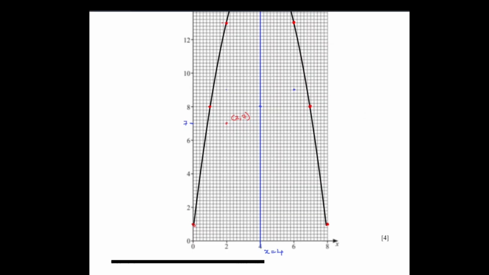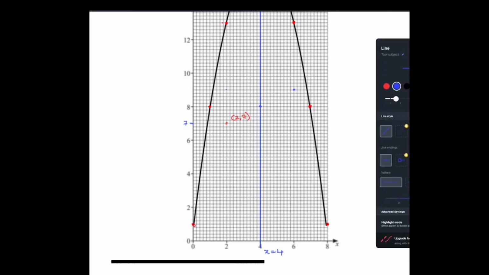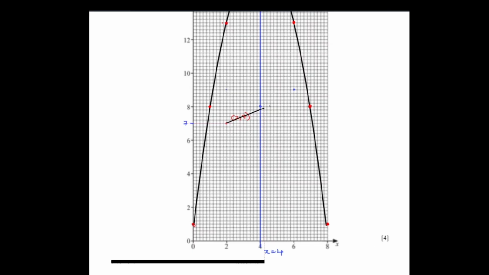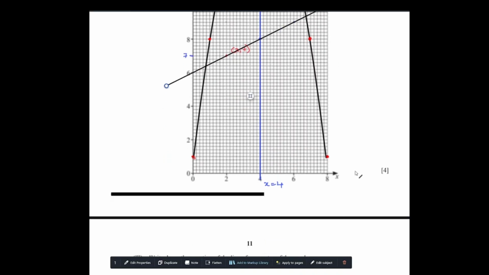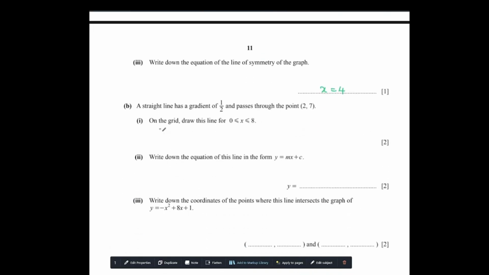Now I think this is enough. You can take your ruler and make a line using these 3 dots and extend it in such a way that it has to cut the graph on both sides, both places. Yes, now this is the line we have got. Now they are asking the next question. The drawing part is done. This question number 1 is done.